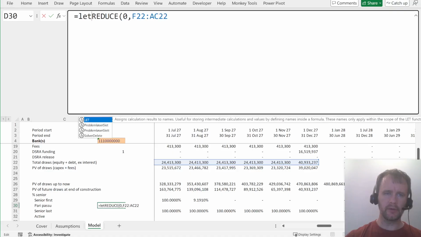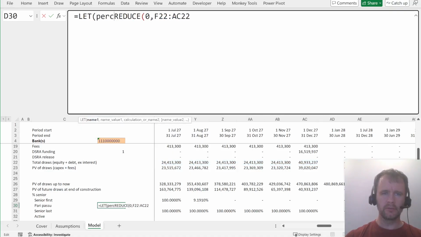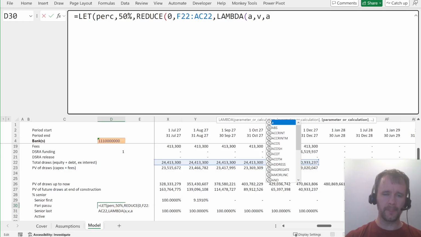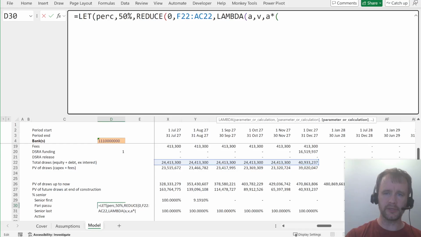I guess, sorry, let percent start off at 50%. And then we want to reduce through this. What do we want to say? We want to say lambda AV. So we'll take the accumulated value so far, which is the balance you've accumulated up to some point in time. We're going to roll that forward by taking a certain amount of interest on that. So that's going to be 1 plus the interest rate.